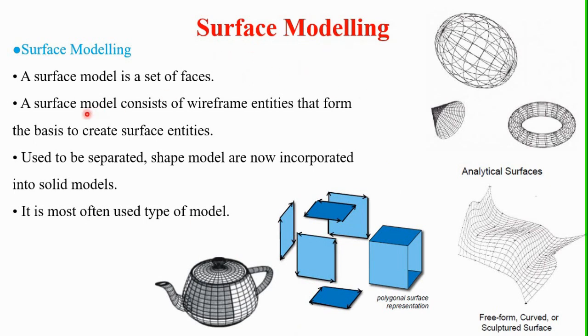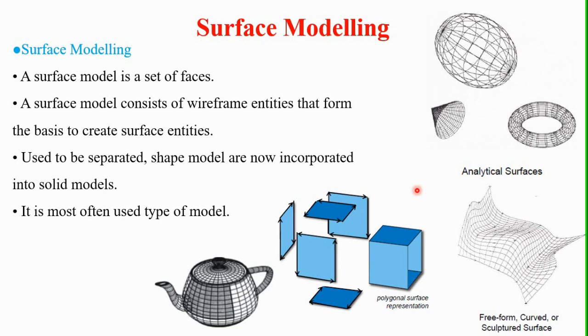A surface model consists of wireframe entities that form the basis to create surface entities. That means, for example, points, lines, and curves are the wireframe entities that are used to generate the surface, and these surfaces are used to prepare the final model. Surface models are now incorporated into solid models. This type of modeling is the most often used type of model nowadays.